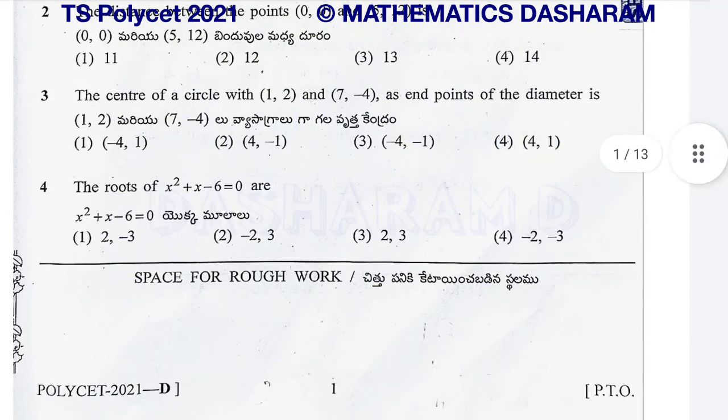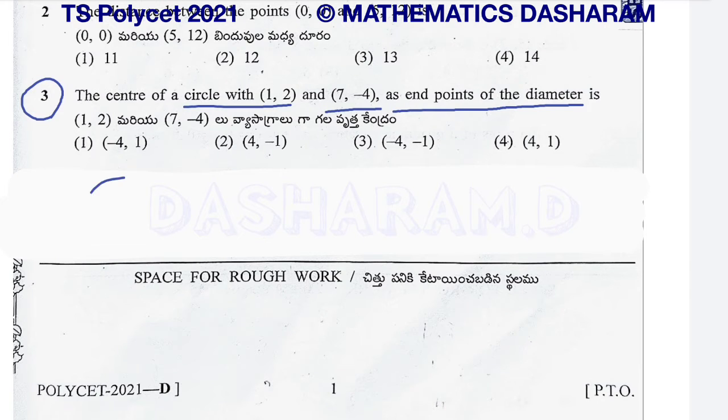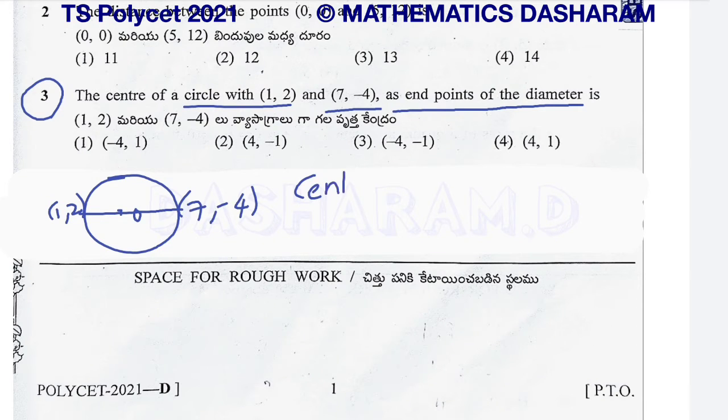Next, question number 3. The center of a circle with 1, 2 and 7, minus 4 as end points of the diameter is. So here is a circle, this is the center O, and here is a diameter. He gave the end points of the diameter, one is 1, 2, another one is 7, minus 4. Then he is asking what is the center. So center means indirectly it is the midpoint of 1, 2 and 7, minus 4.